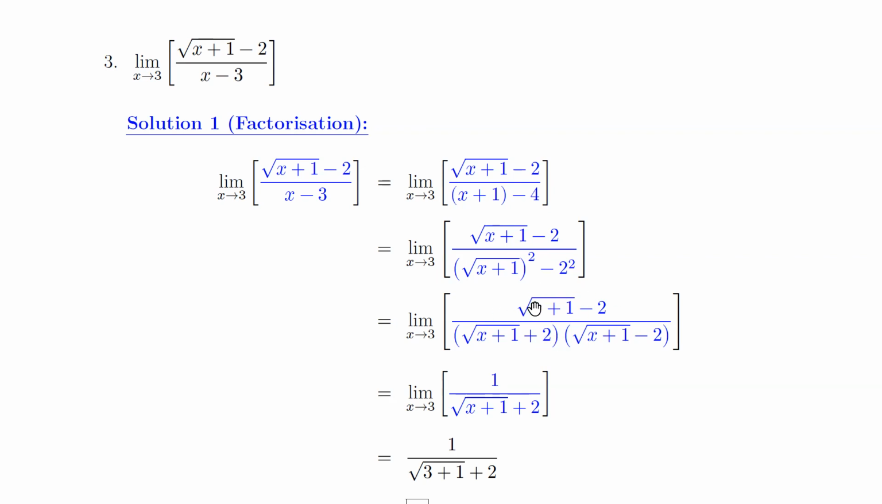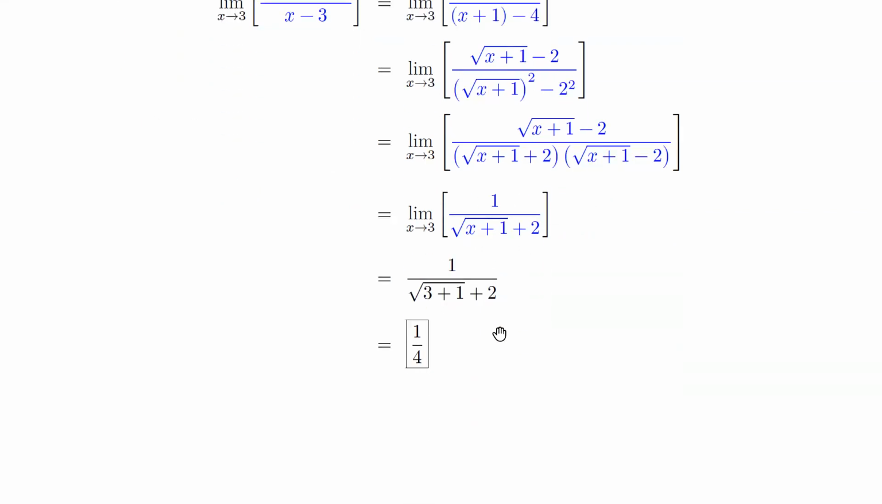We cancel this square root of x plus 1 minus 2 above and below, and we end up with this term, which is no longer indeterminate. As x approaches 3, this function here approaches the value a quarter. So our answer is a quarter.